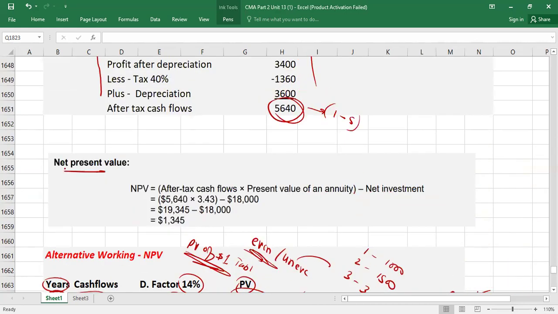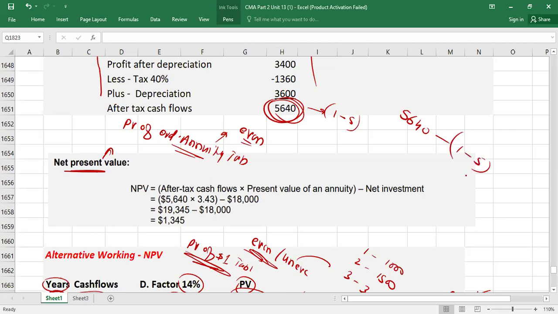So net present value, how will you calculate it here? Here I'm using another table, called the present value of ordinary annuity table. Please remember, you can use this shortcut only in one scenario: if cash flows are even. Even means, for example, as you can see here, every year the cash flow is 5640 from year 1 to 5. It's not different, it's the same every year. In that scenario, you can use this table, and there is a shortcut to calculate net present value.